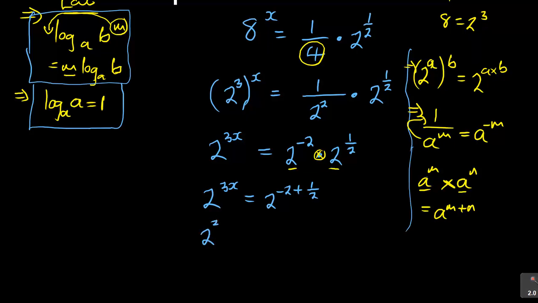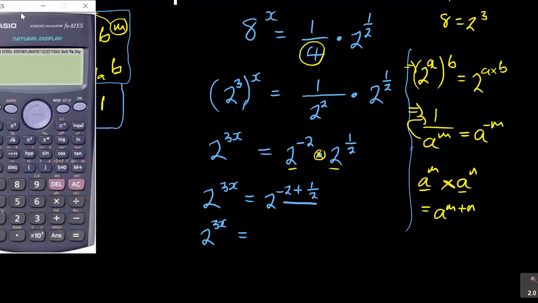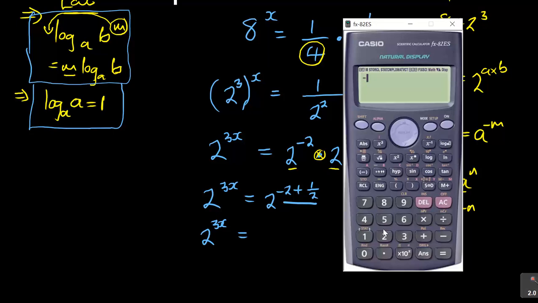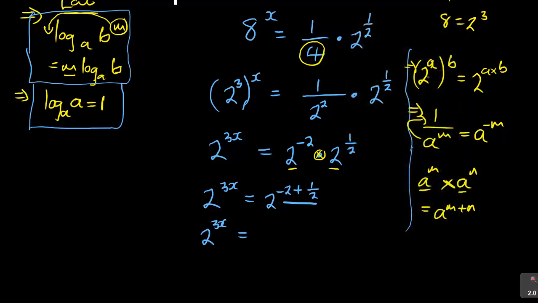2 to the power of 3x. So we have to simplify this addition that we're having. You need to simplify that. Minus 2 plus 1 over 2. If you do that, I'm getting minus 3 over 2. So if I added that, it became 2 to the power minus 3 over 2. When I've done that, I'm almost done.